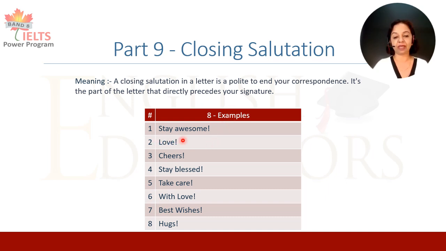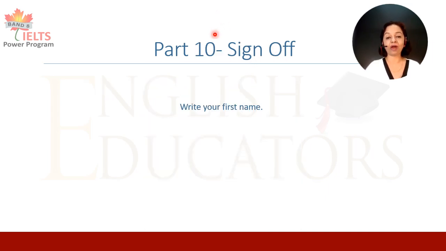You can write: stay awesome, love, cheers, stay blessed, take care, with love, best wishes, hugs. So these are wonderful ways to close your letter when you're writing it to your family member, your relative, or someone you know very well. Here we are on part 10, which is signing off. At the end of the letter, all you have to do is write your first name, and that's how we end our letter.